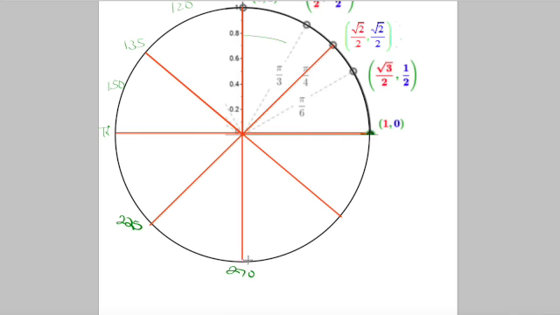Okay, so that's 270. Remember, everything's divided by 45 degrees. If I could continue that, that's going to bring me to 270. 270 plus 45 is 315. 315 and 45 will give me 360, or 2 pi.